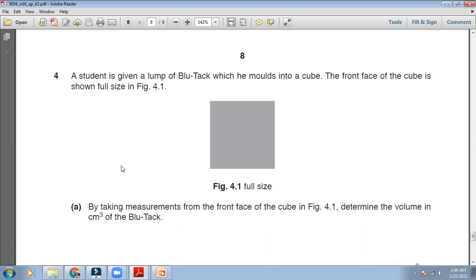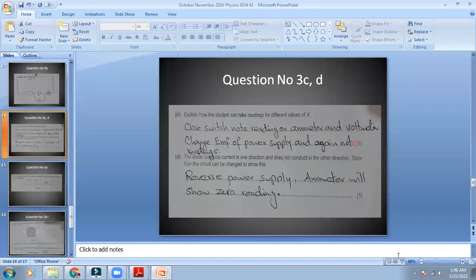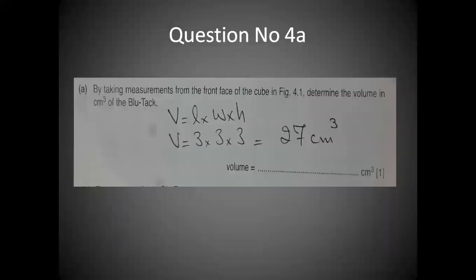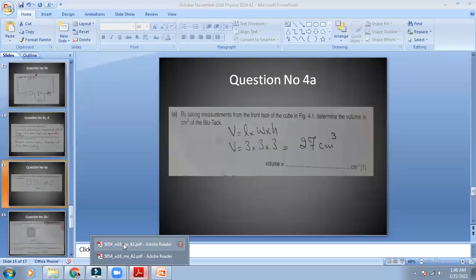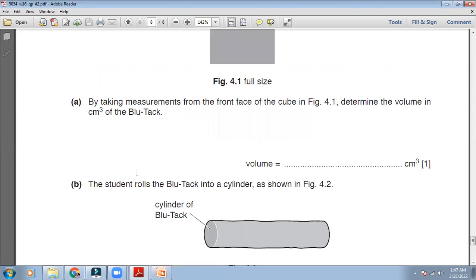I have measured it, and that length is 3 centimeter. So the length is 3, width is 3, height is 3. So the volume will be 3 multiply 3 multiply 3, and that will be 27 centimeter cube. And the answer is 27. Yes, sir. Our answer is right.